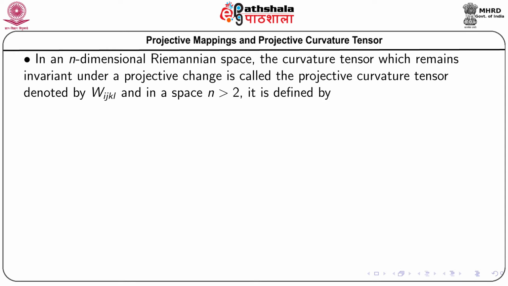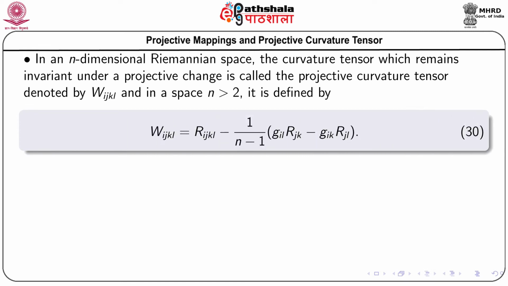Now, let us see the projective curvature tensor, the expression of the projective curvature tensor and what is the form of it. The projective curvature tensor takes this form: W_ijkl, it is a (0,4) type of tensor, equals R_ijkl minus 1 by n minus 1 in the bracket g_il R_jk minus g_ik R_jl, where this g_ij is the Riemannian metric and R_jk, R_jl are the Ricci curvature tensor.